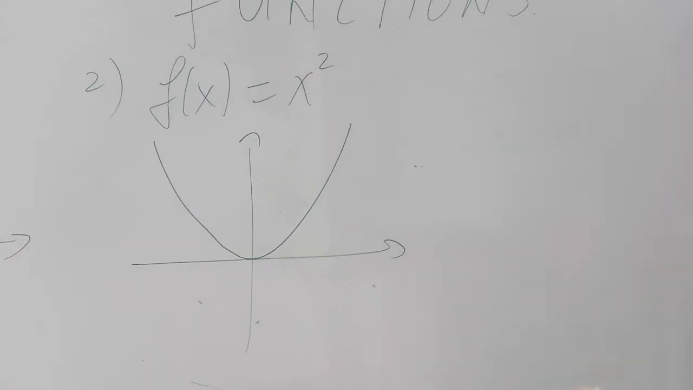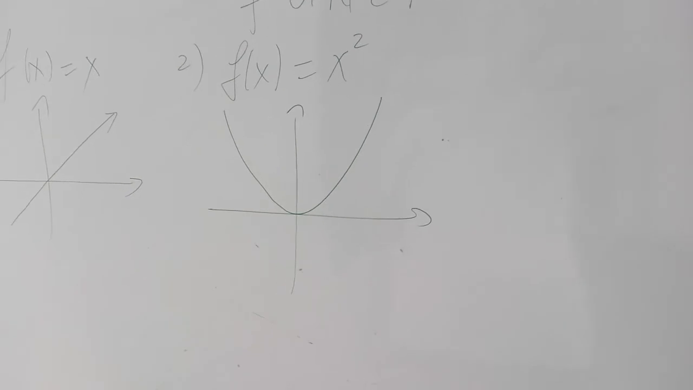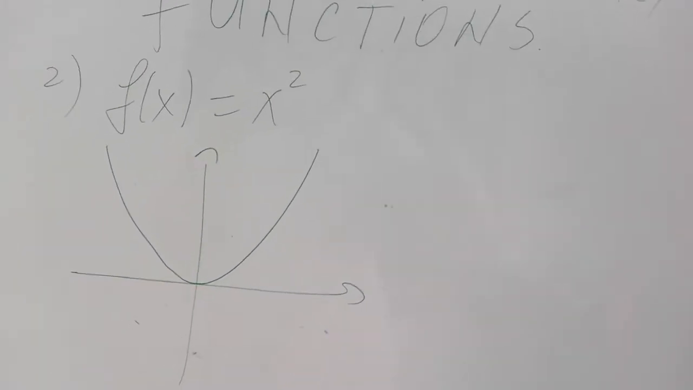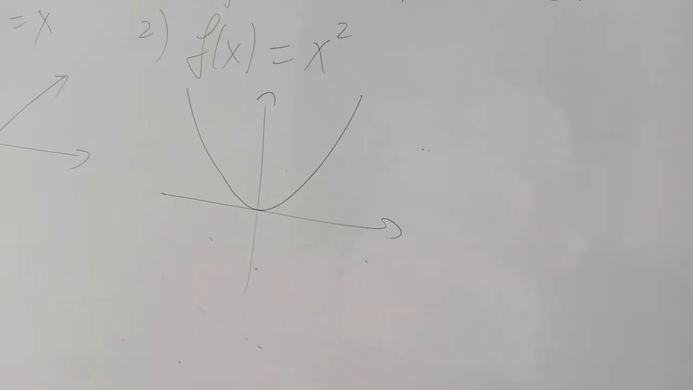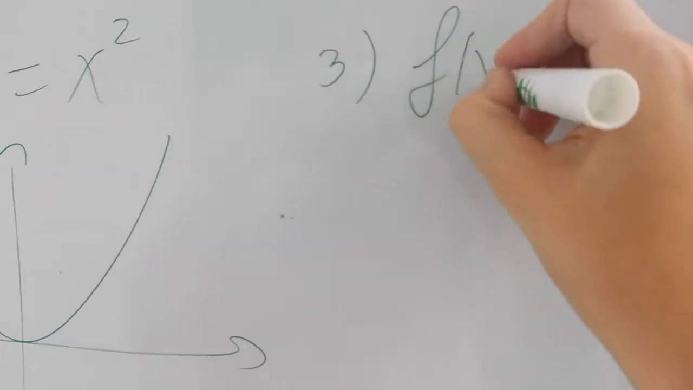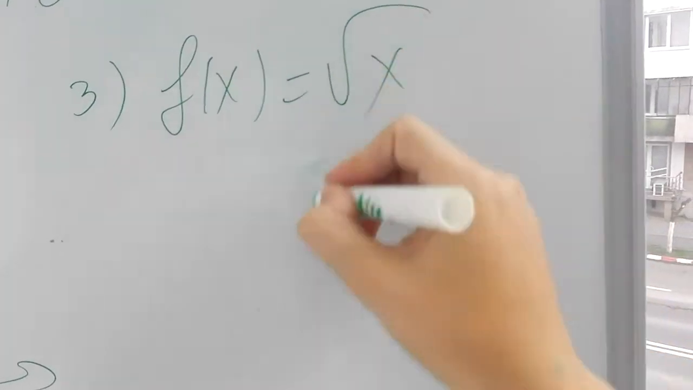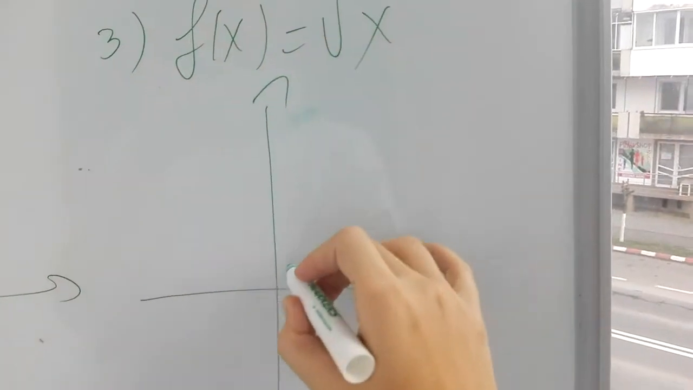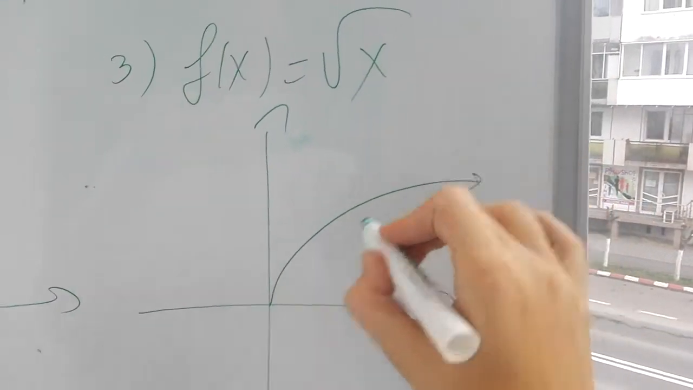Okay, so there are about 10 elementary functions. First I'm going to tell you about them, and then I will show you how they will reflect and how they will shift on the x-axis or on the y-axis. Now, my number 3 function will be f of x equals the square root of x. The square root of x graph will look something like this. It will go up.